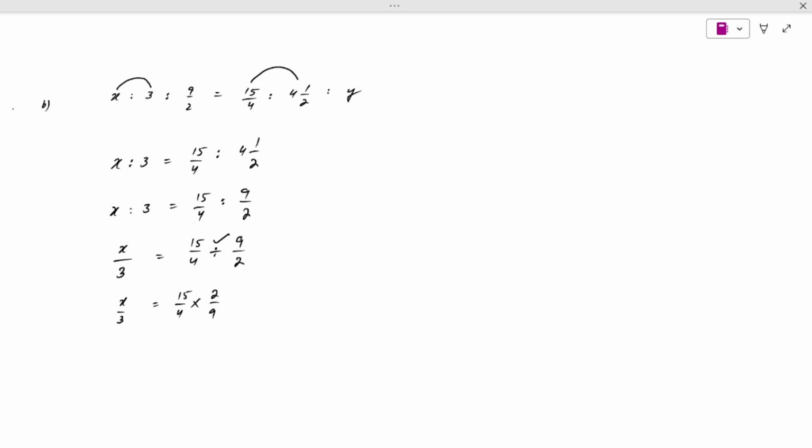So now we will solve this. Two ones are 2 and two twos are 4, three threes are 9 and three fives are 15. So x over 3 equals 5 over 2 times 1 over 3. Let us multiply this 3 to the right side. So x equals 5 over 2 multiplied by 1 over 3 multiplied by 3.